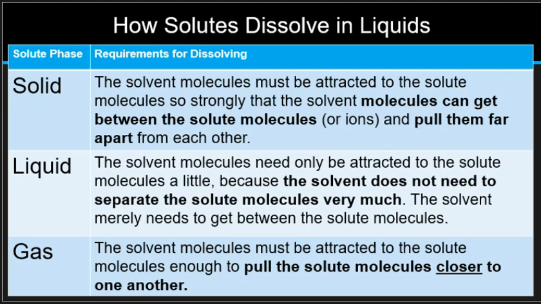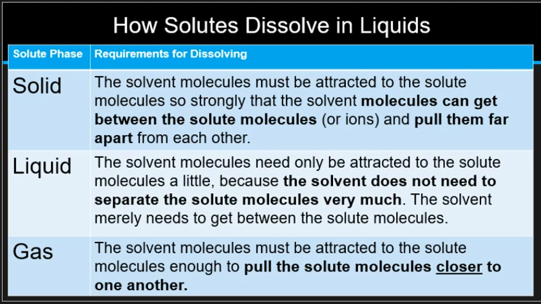Now, if it's a liquid, this is a little easier. The solvent molecules need only to be attracted to the solute molecules a little bit, because the solute doesn't need to be separated as much, okay? So the solvent merely needs to get in between. So on that one, you can just say solvent gets in between. So you can imagine putting two liquids together. Now, it has to be soluble, right? Don't think about oil. Oil wouldn't do it, right? But as long as it's soluble, it'd be pretty easy to get liquids to dissolve in other liquids.